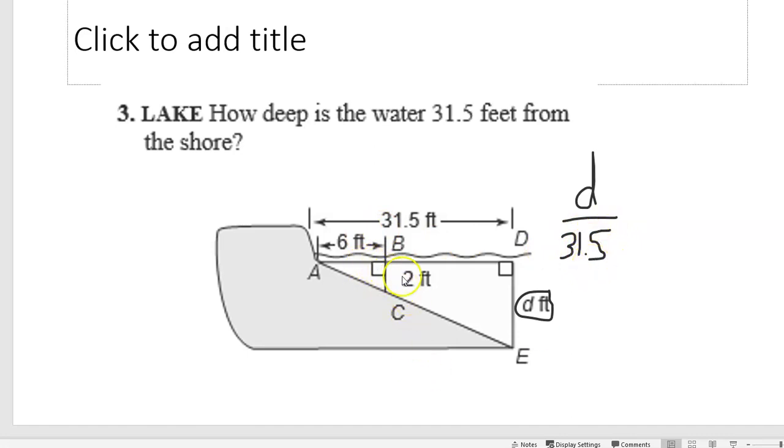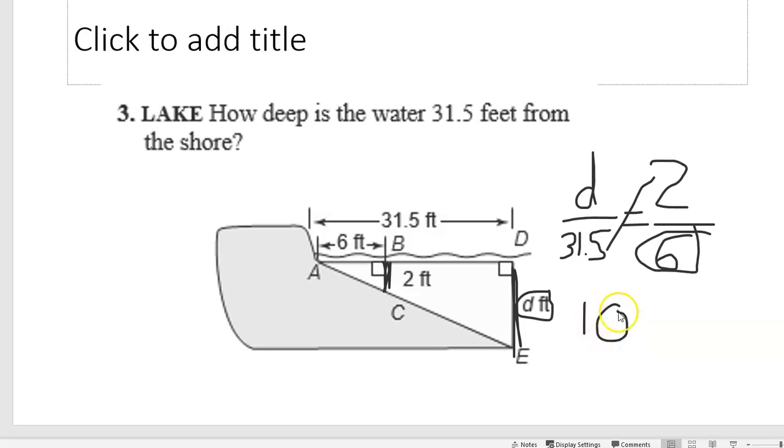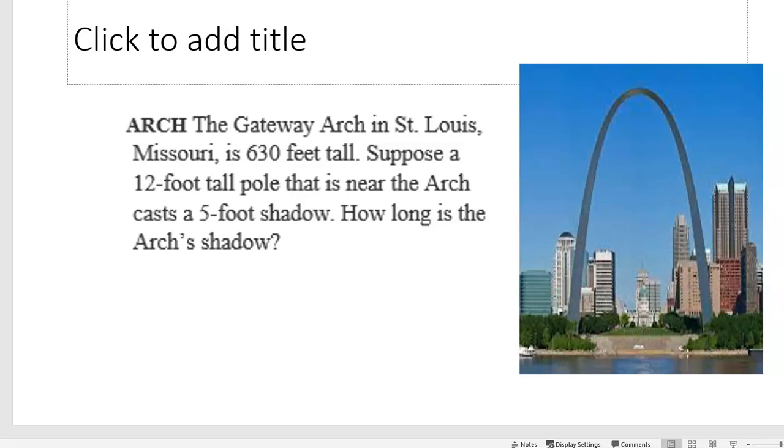Now, the D lines up with the 2. You've got this here, you've got this here. They line up. So the D is on top, therefore the 2 has to be on top. And the 31.5 is along the side, which means the 6 is along the side, and the 6 has to be in line with the 31.5. Multiply the diagonal numbers, divide by the other number, and that will give us our answer. So I'm going to type into my calculator 31.5 times 2 divided by 6, and I get 10.5 feet.